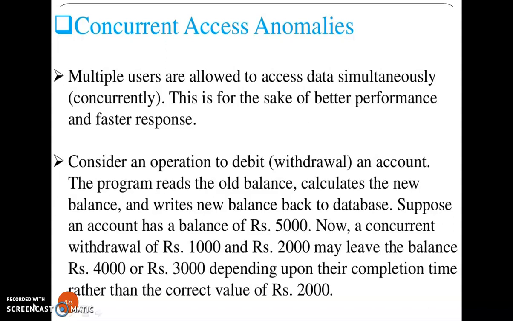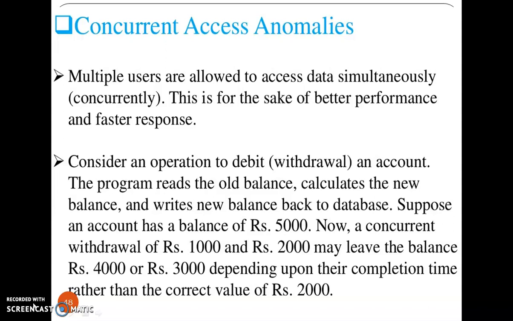Next problem is concurrent access anomaly. Multiple users are allowed to access the data simultaneously or concurrently. This is for the sake of better performance and faster response. Consider an operation to debit. That is, suppose you are going to withdraw from an account, the program reads the old balance, calculates the new balance, and writes the new balance back to the database.